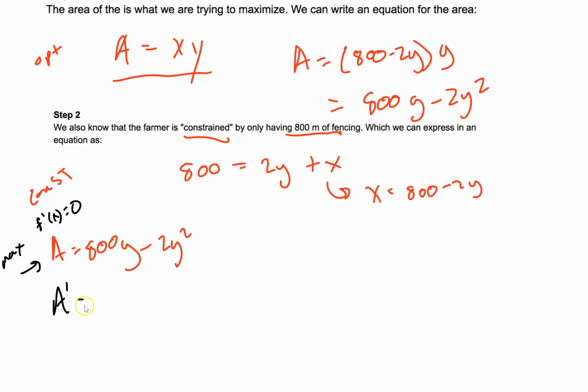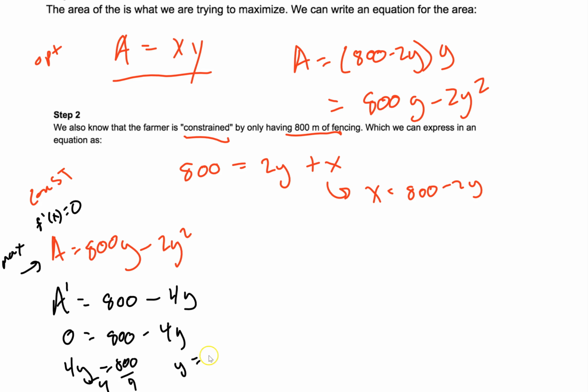A prime is 800 minus, take the derivative, 4y. Set equal to 0, because that's how you find critical points. I get 4y equals 800. Divide by 4. I get y equals 200. Right? So y equals 200.